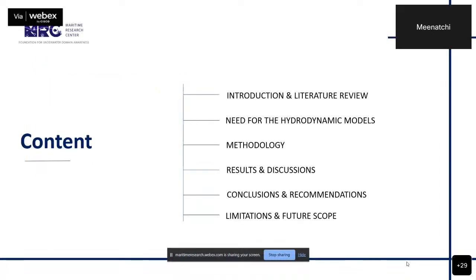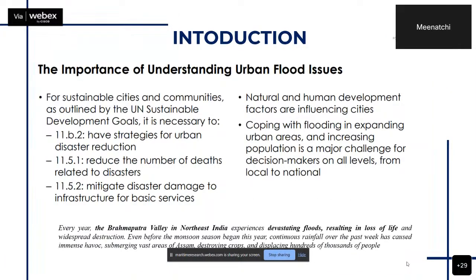So these are the contents that I'll be presenting today: the introduction and the need for these hydrodynamic models, the methodology, the limitations and how we can overcome those limitations with these models, and the future scope. Urban flooding in the Brahmaputra region of Assam, particularly in Guwahati, is a significant issue that has been affecting the area for many years.